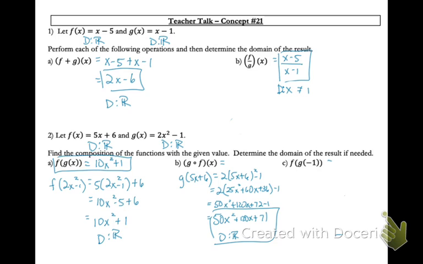So now C, we read this as f of g of negative 1. So that means we'll start by plugging negative 1 into the function of g of x, so 2 times negative 1 squared minus 1. So that will just give us f of 1. Now we take that value and plug it in to the f function, and our result will be 11. Because we were given a domain of negative 1, we do not have to determine the domain of this. And that concludes our teacher talk for Concept 21.